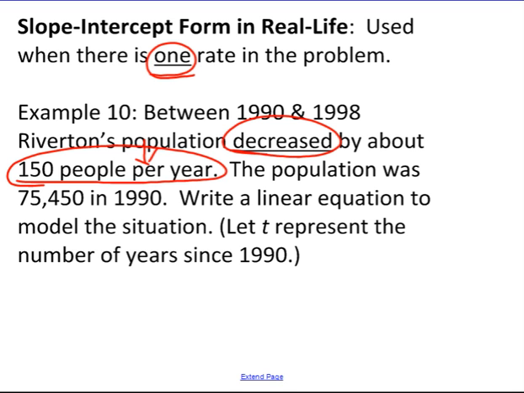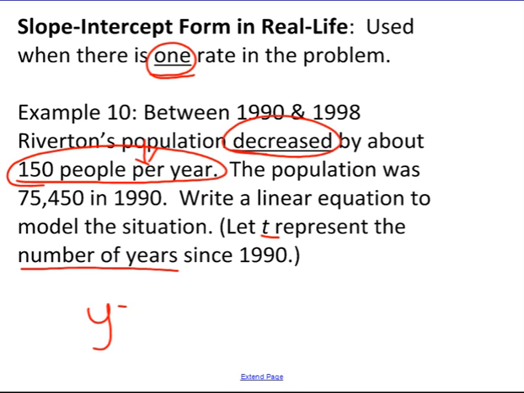If I'm decreasing, that means I need to go down, which means I need to be negative. So between 1990 and 1998, Riverton's population decreased by about 150 people per year. The population was 75,450 in 1990. Write a linear equation to model the situation. Let t represent the number of years since 1990.